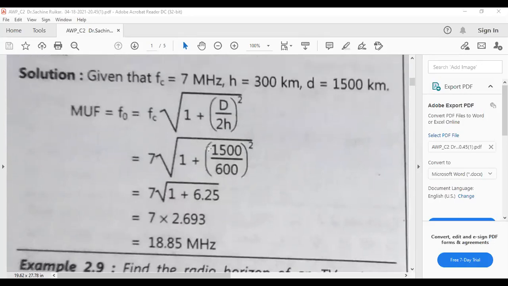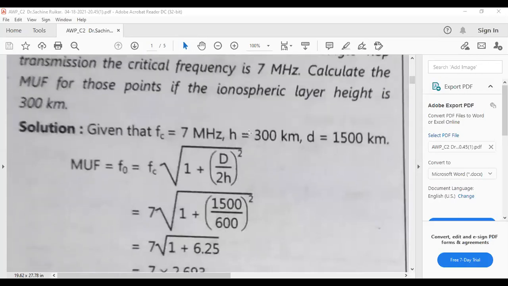I hope you understood. It is very simple, and the basic formula to calculate the maximum usable frequency, denoted by f0, is equal to the critical frequency times the root of 1 plus D divided by 2H. D is the distance, H is the height, and fc is the critical frequency. If you substitute all the values given in the numerical, you will definitely be able to calculate the value.